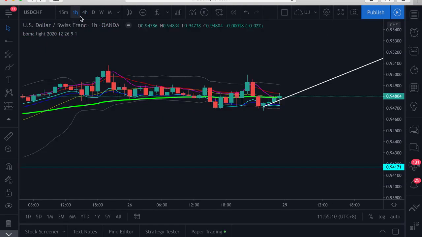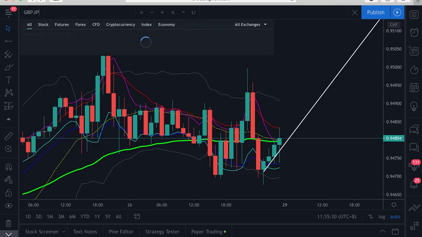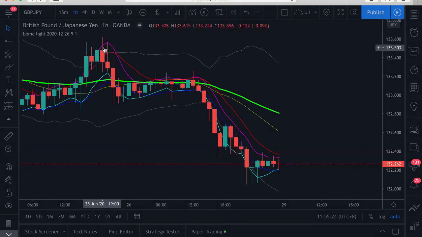And of course, we have seen the CSM buy on H1 over here. Okay, next pair we want to look at is GBP/JPY. We had a position in GBP/JPY last week. We closed it for minimal profit because the price reversed.